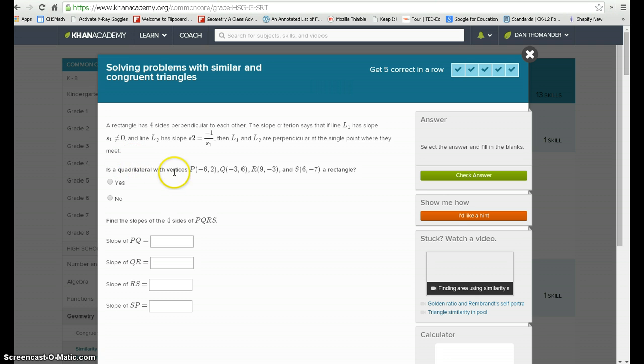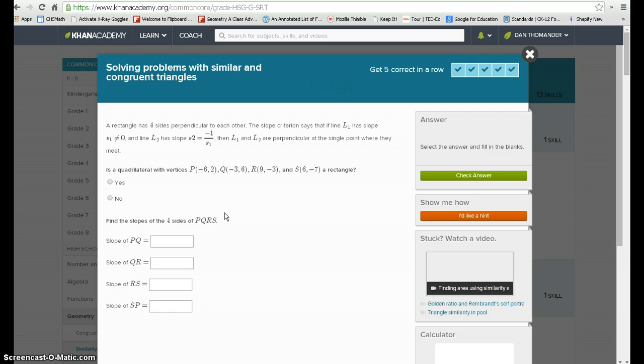So anyway, here it says: is the quadrilateral with vertices P is -6,2, Q is -3,6, R is 9,-3, and S is 6,-7 a rectangle? We're supposed to answer yes or no. And the way we're supposed to prove this is by finding the slopes of the four sides. So let's find the first side. It's PQ. I'm going to do this one by hand.